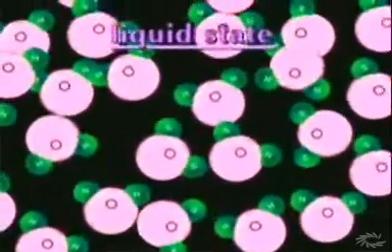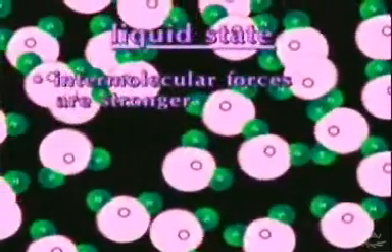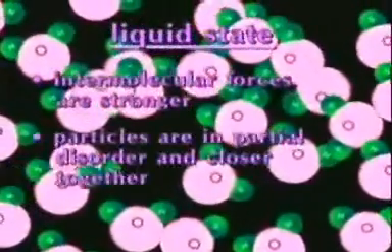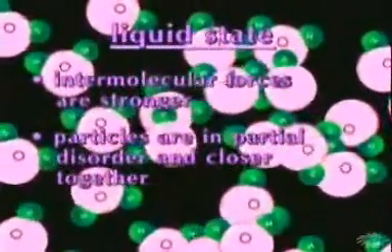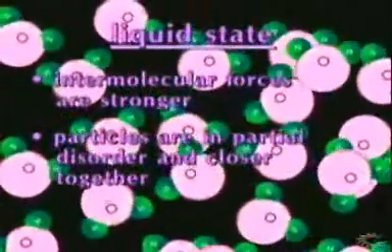When a substance is a liquid, the forces are stronger, and the particles are in a state of partial disorder. The intermolecular forces hold them much closer together than when the substance is in a gaseous state. Liquids have much higher densities than gases and are not very compressible.